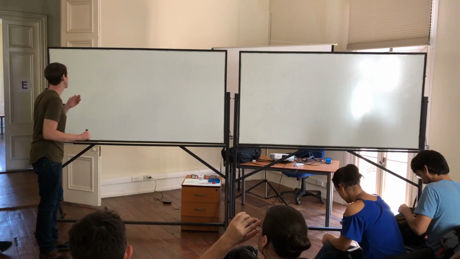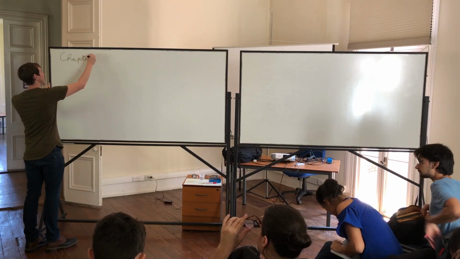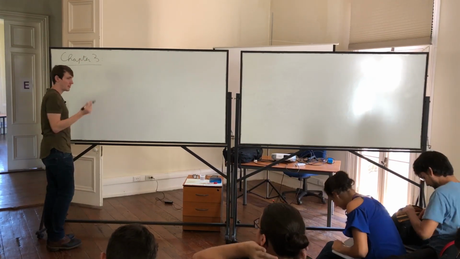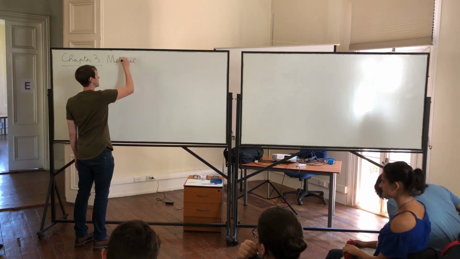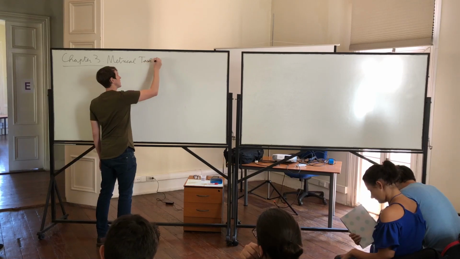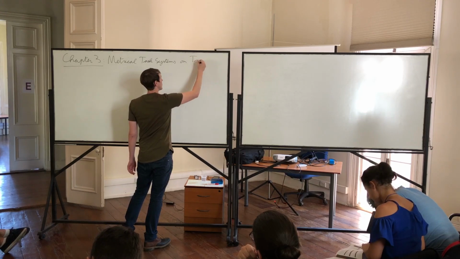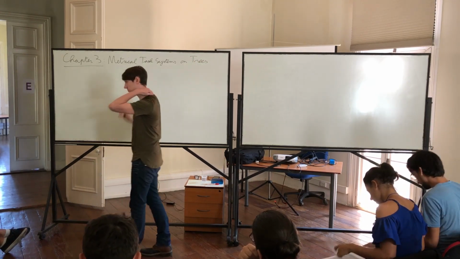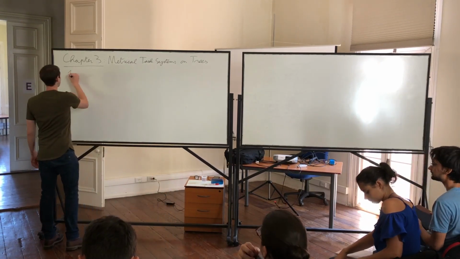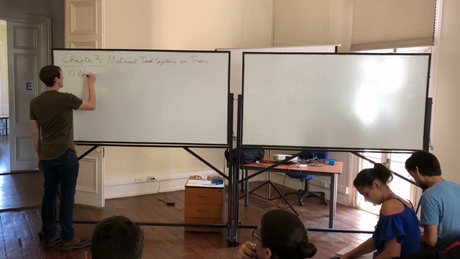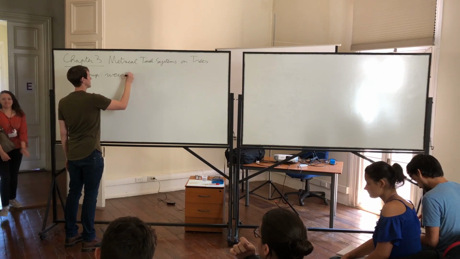Okay. So let's see. So we're starting chapter 3 now, which is going to be an application of this mirror descent framework for metrical task systems on trees. So we're going to see our first algorithm derived from the mirror descent framework. And as a warm-up, we will do weighted stars.